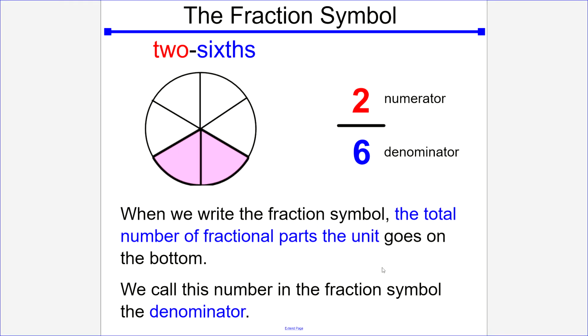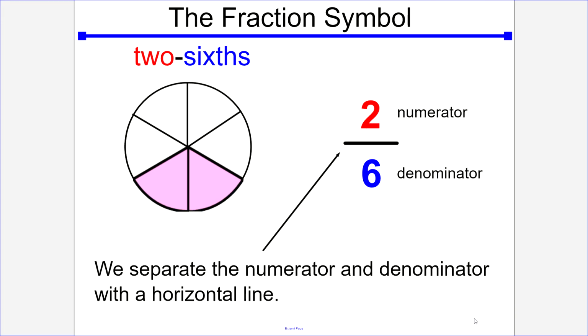Then when we write the fraction symbol, the total number of fractional parts in the unit goes on the bottom. Since this fraction is 2/6, the 6 for sixths goes on the bottom. We call that bottom number of a fraction the denominator. It represents the total number of parts that the unit is broken into.